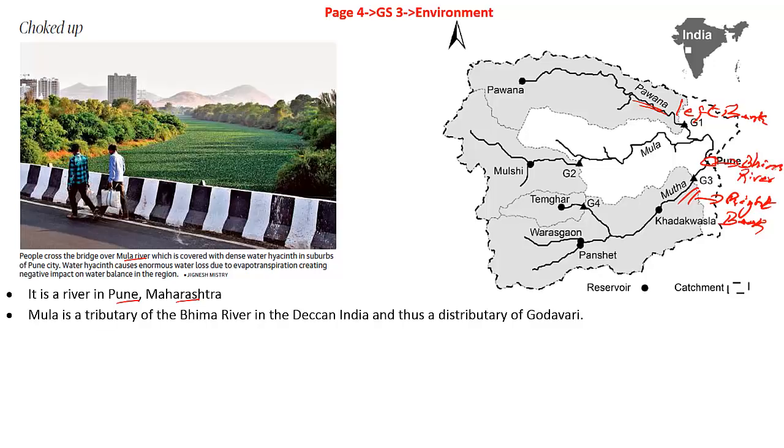So this river is a tributary of the Bhima River in the Deccan, India, and thus it is also a distributary of the Godavari. Now that we have understood these important facts, there are some concerns that have been voiced in this article. What are these concerns? Untreated domestic sewage and industrial waste are being released into this river, which has resulted in the formation of foam as well as the river hyacinth.